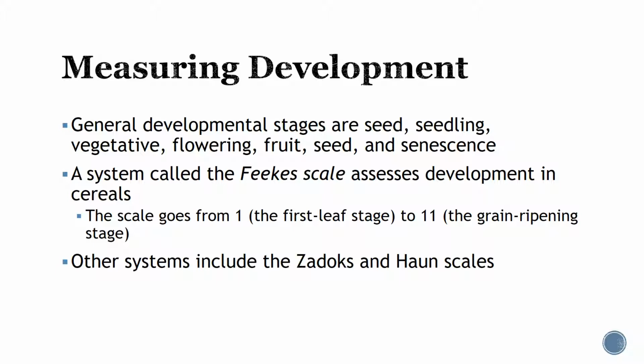So this is the measuring development that we look at when we're looking at the general developmental stages. We look at this for the Feekes scale. With the Feekes scale, this scale goes from 1 to 11. So from the 1, it will be like the first leaf stage, and I'll show you a picture of that in a second. And 11 is that grain ripening stage. So the last thing that plant needs to do, we look at anywhere from seed, seedling, vegetation, flowering, fruit, seed, all of that, and how that interacts with the development of that seed or that plant as well.